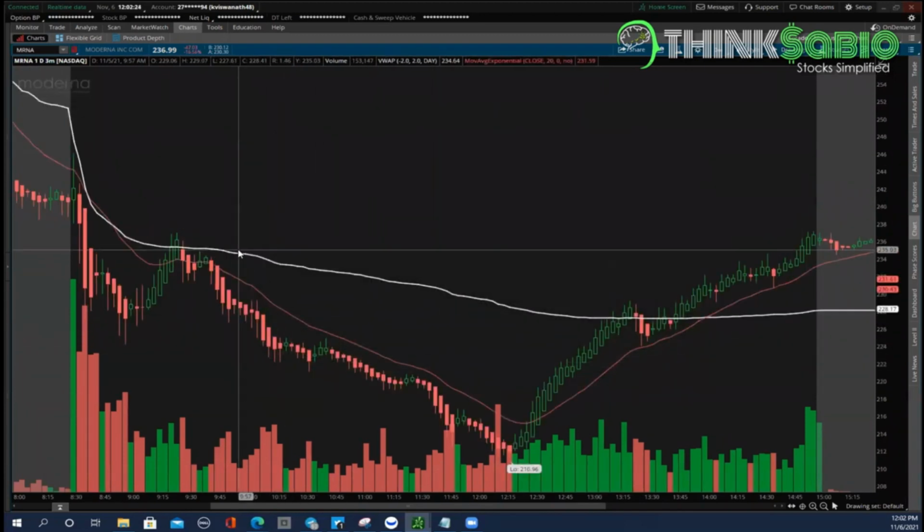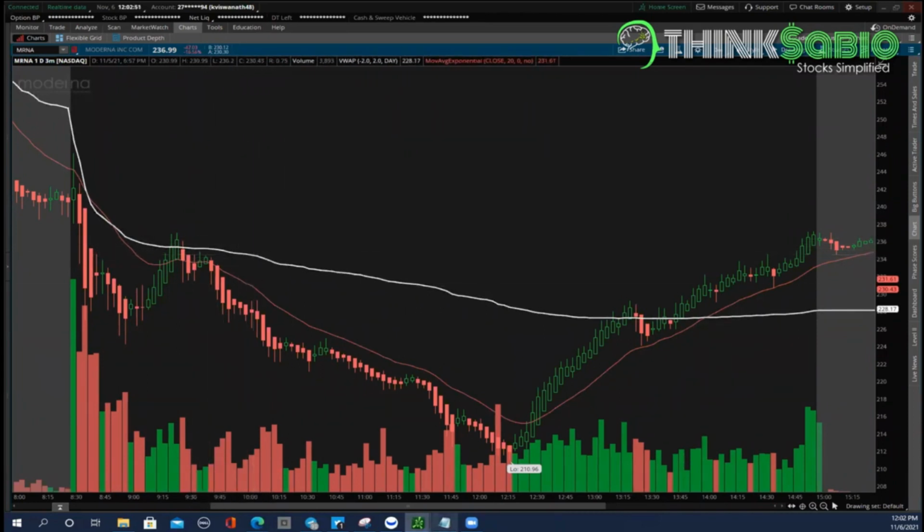All right, so the white line here, it's the VWAP. What is VWAP? VWAP is volume weighted average price. What a moving average calculates, what it tracks, is just the price. It does not track the volume. What VWAP does is it tracks the volume and the average price both together.